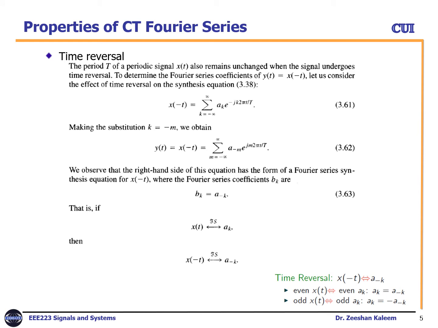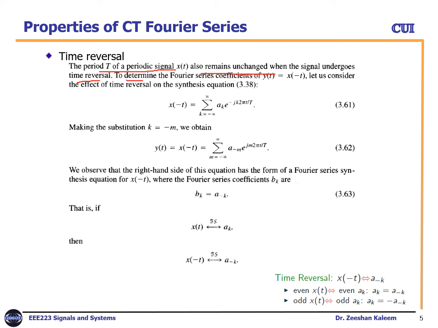Another property is time reversal. Time reversal means that you have to change the time from t to minus t. This is simply a time reversal. So let's see what is the impact on the Fourier series coefficients when we have a time reversal in the signal. The period T of a periodic signal x(t) also remains unchanged when the signal undergoes time reversal. It should be in your mind that whenever we reverse the signal, there is no change in the time period. Just the axis will be reversed, no change in the time period.